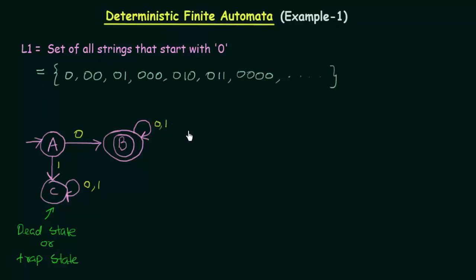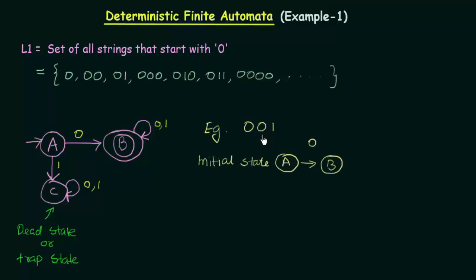Let us take two examples to see if this is working. In my first example, I want to check the string 001. So it always starts from my initial state, which is A. I start from state A, because A is my initial state, and I give input 0. On getting input 0, what happens? A goes to B.